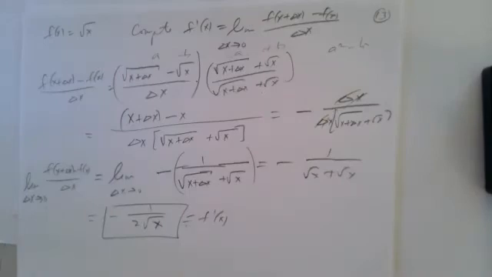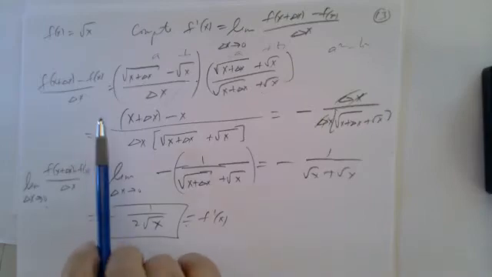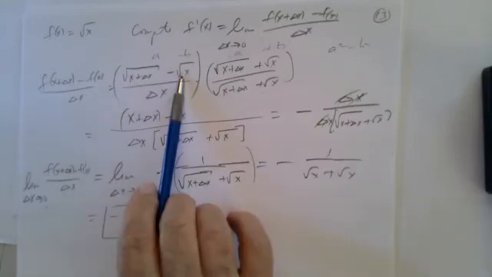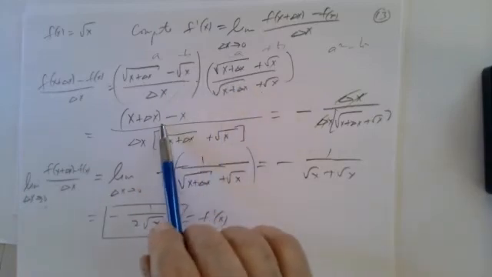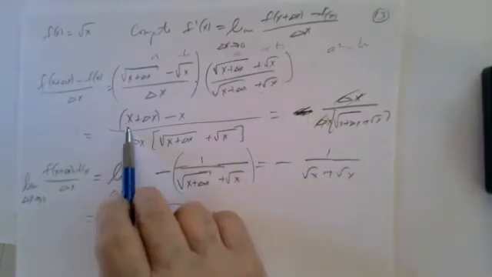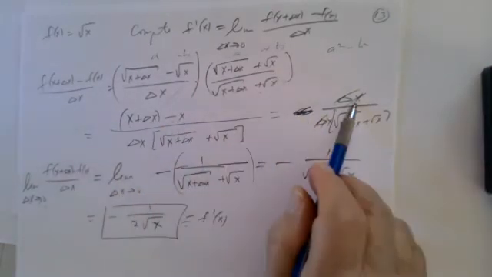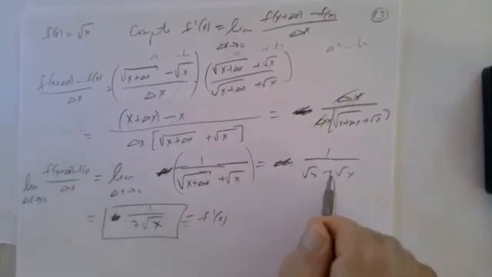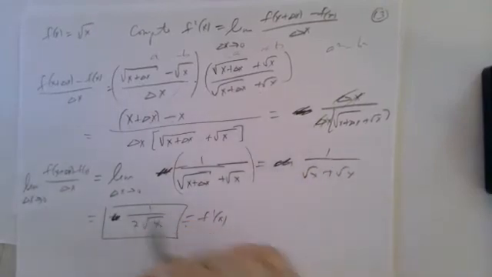Oops, let's see. I think I made one mistake somewhere. Let me just double check. Square root of x plus delta x minus square root of x. This is delta x. Yeah, I don't know why I put a minus sign there. There's no minus sign. This is x plus delta x minus x, which is delta x. So this is plus 1 over 2 times the square root of x. That's the correct answer.